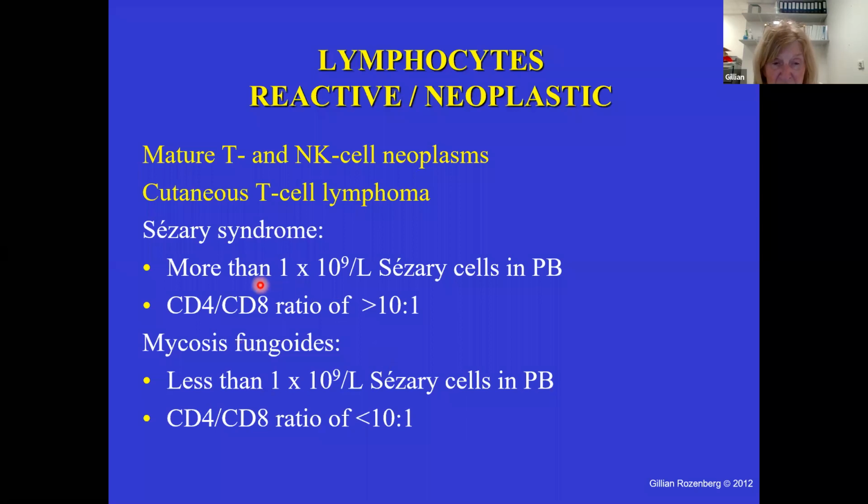So in Sézary syndrome, you get 1 by 10 to the 9th per litre Sézary cells in the peripheral blood, and the CD4 to CD8 ratio is more than 10 to 1. And in mycosis fungoides, less than 1 by 10 to the 9th per litre Sézary cells in the peripheral blood, and the CD4 to CD8 ratio is less than 10 to 1. And sometimes we're asked to look for Sézary cells on a blood film. They might be querying mycosis fungoides, and that's what you've got to look for.